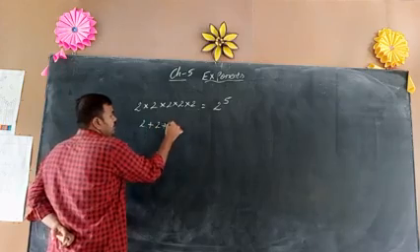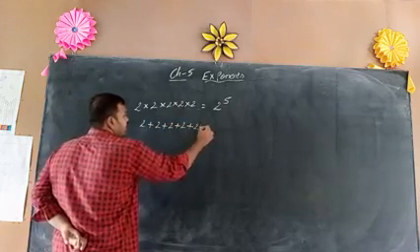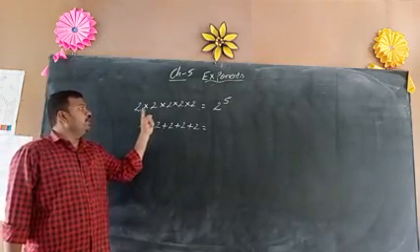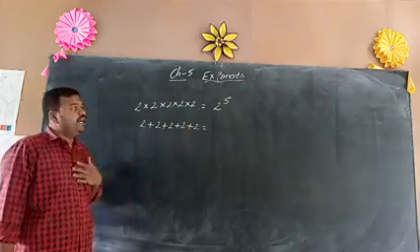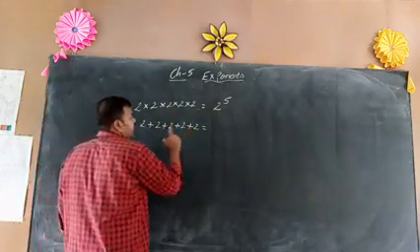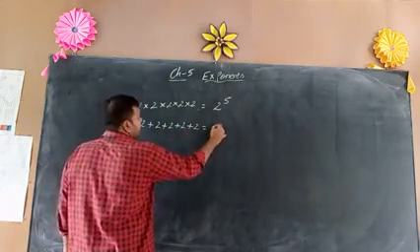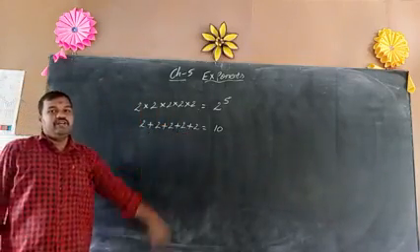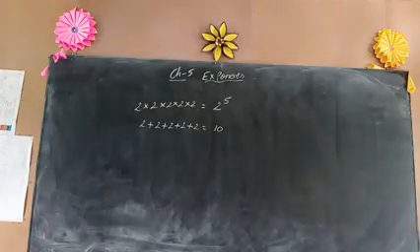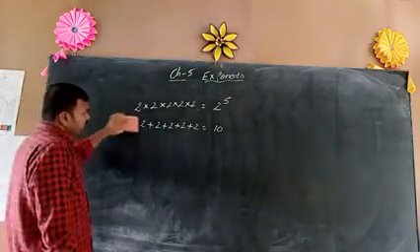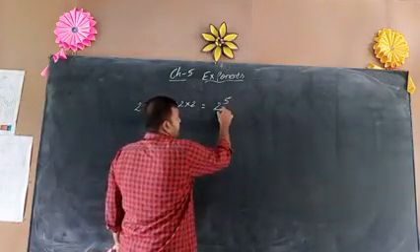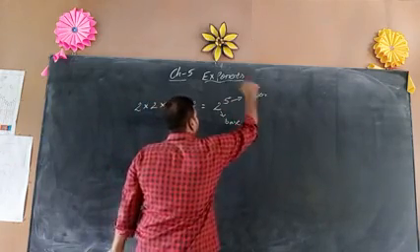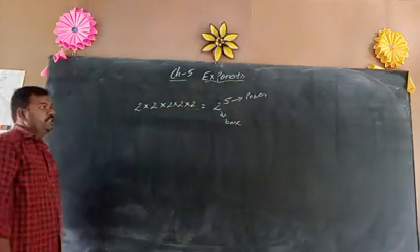2 plus 2 plus 2 plus 2 plus 2 is equal to 10, not 2 to the power of 10. Only under multiplication can we write in the form of powers, not in addition. In 2 to the power of 5, 2 is called the base, and 5 is called the power or exponent.